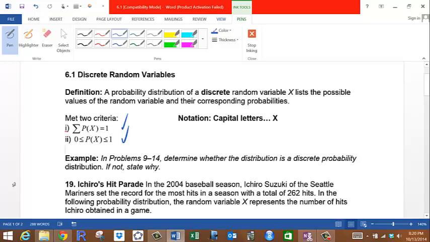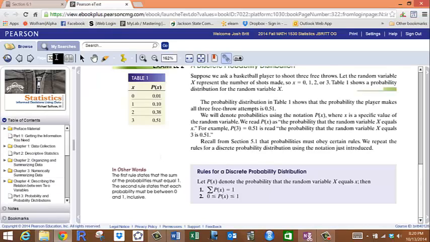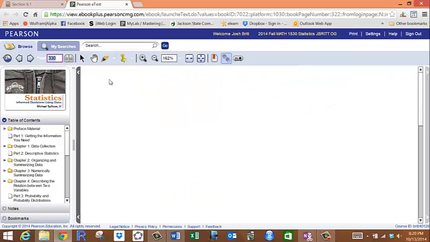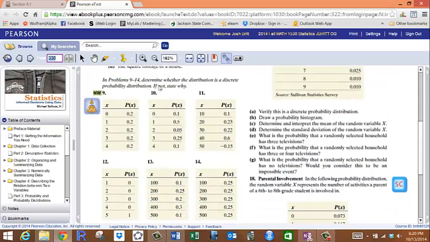So let's go over here and take a look in the textbook and see if we can get a feel for what probability distributions are. So turn over here to page 330. And we're going to take a look at these guys here. It says determine whether the distribution is a discrete probability distribution. If not, state why. So number 9, we've got x, and then we're saying that x can take on the values of 0, 1, 2, 3, and 4.